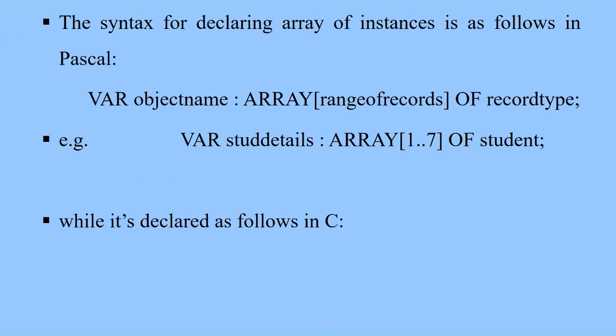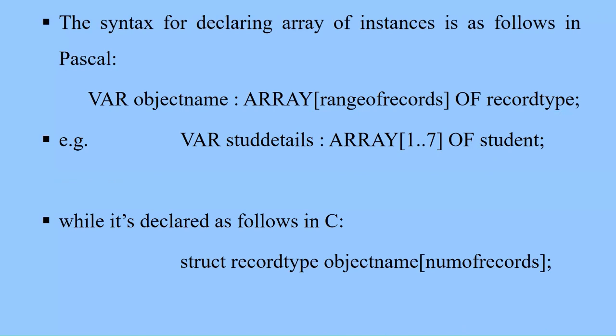While it's declared as follows in C: struct, record type, object name, then number of records. For example, struct student, student details 7. Remember, student is the name of the structure. It is our new data type. While student details is the variable. So 7 indicates that it is an array of records or array of structs.